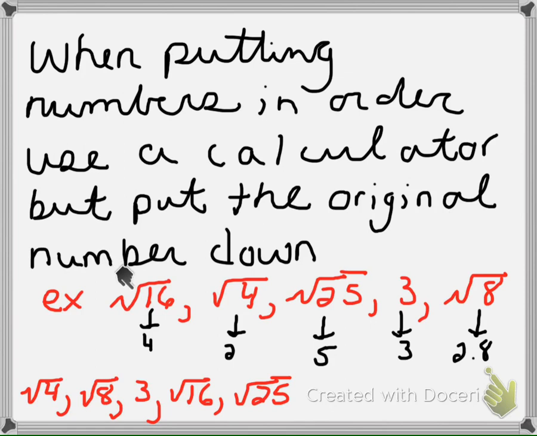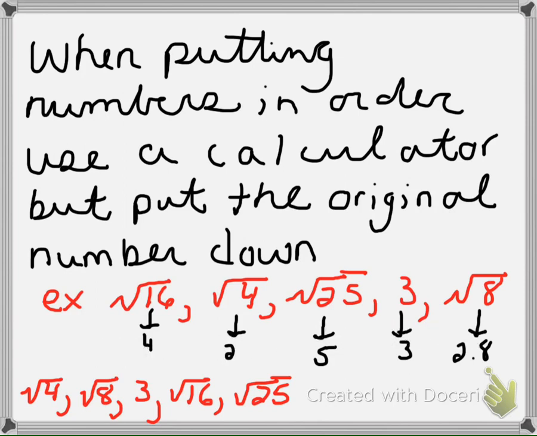So for instance, I hope you don't need a calculator to tell you what the square root of 16 is. I hope that you know that that is 4. And I hope you don't need a calculator to tell you the square root of 4, which is 2, and the square root of 25, which is 5, and 3, of course, is just 3, and the square root of 8 is about 2.8. So I could use my calculator to help me. Now I know about which is first, so this is the smallest number, and then this, and then this, and then this, and then this.